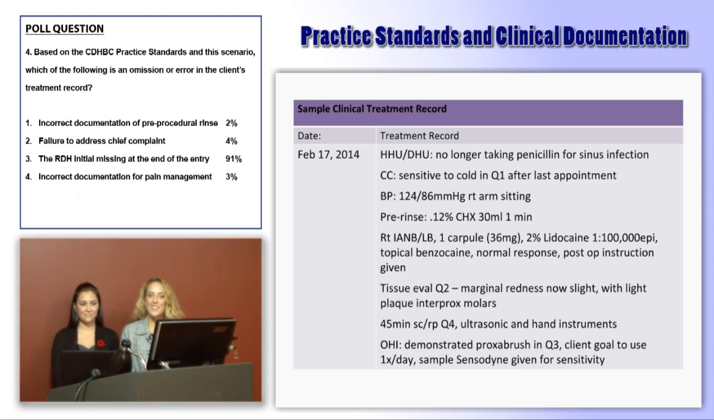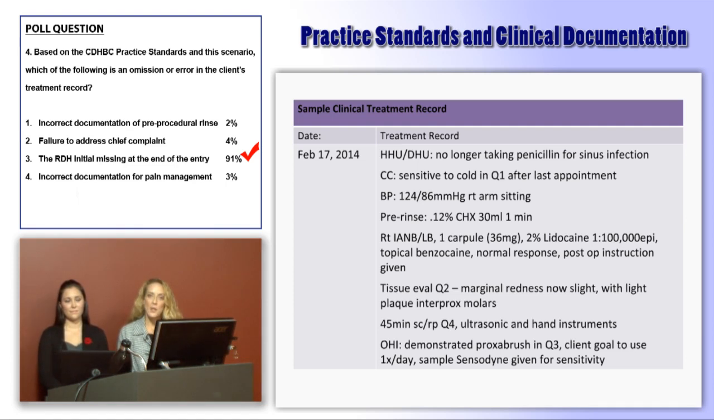Okay, the correct answer is 3. The dental hygiene initial is missing at the end of the entry. Although this can seem like a relatively small omission, it does have legal implications, as the dental hygiene initial can provide other operators with a clue as to who provided that care, and it can determine who is responsible for the aspects of that care.